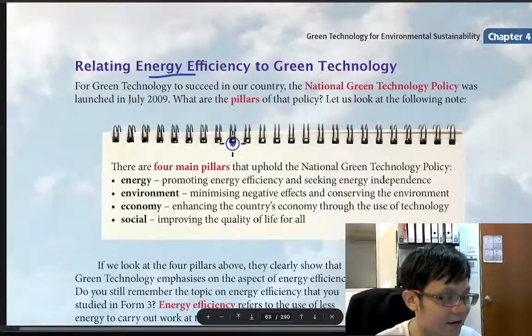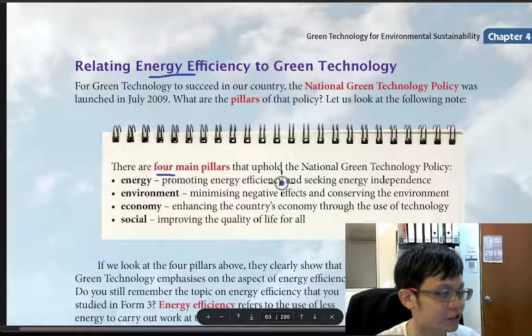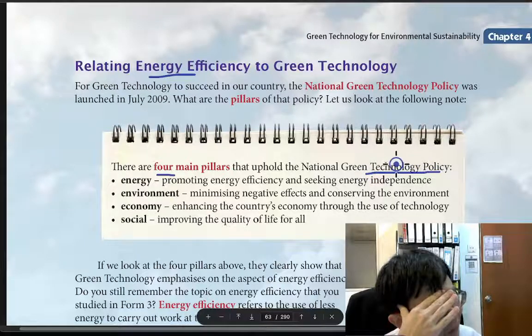Okay, green technology. So the 4 pillars of the National Green Technology Policy. Wow, what is this? Are we going to learn policy in science? Why suddenly we learn policy in science?